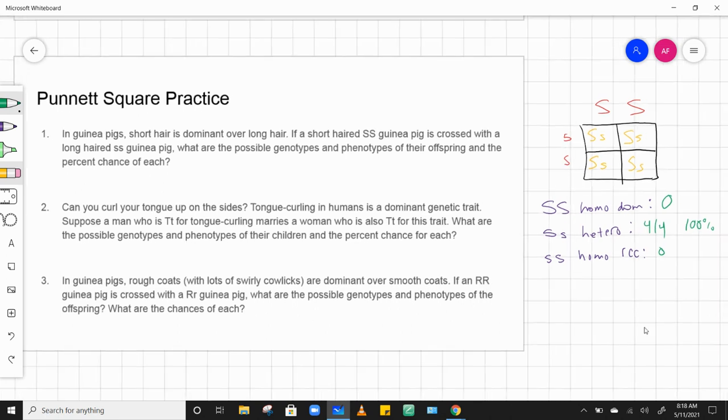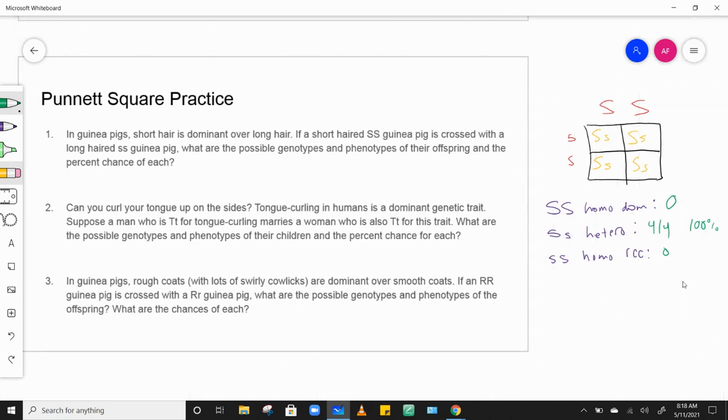Okay, so now when we look at so these would be all the genotypes. Okay, the possible genotypes: SS, SS, S little s, little s, little s. Okay, so the possible genotypes: 0 for the homo dominant, 4 out of 4 for the hetero, 0 for the homo recessive. So that means 100%. So percent of each. And that's for the genotypes.